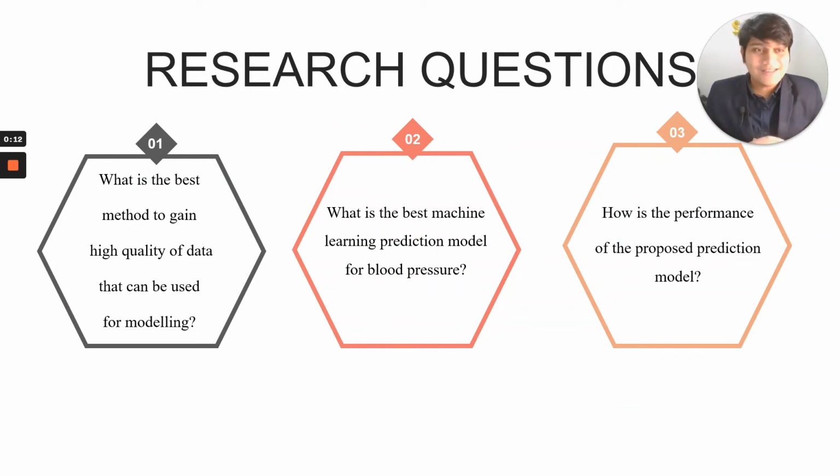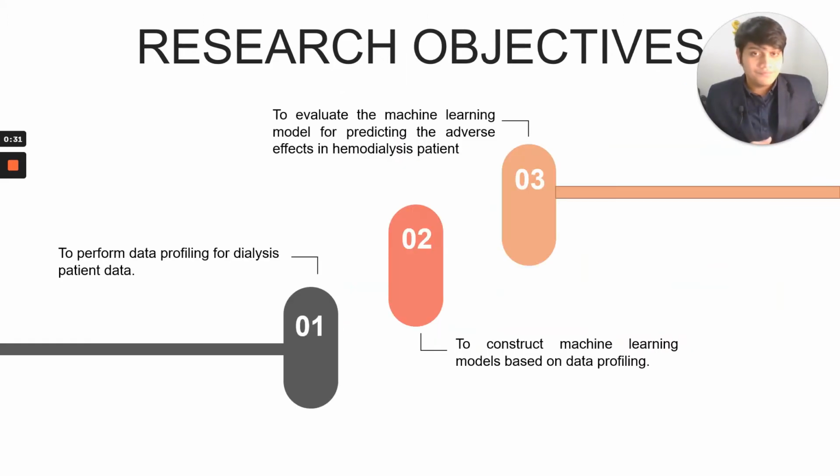Next, these are the 3 research questions that will be considered in this project. Firstly, what is the best method to gain high quality data that can be used for modeling? Furthermore, what is the best machine learning prediction model for blood pressure? Last but not least, how is the performance of the proposed prediction model? These are the research objectives. First, to perform data profiling for dialysis patient data. Second, to construct machine learning models based on data profiling. Last but not least, to evaluate the machine learning model for predicting the adverse effects in hemodialysis patients.